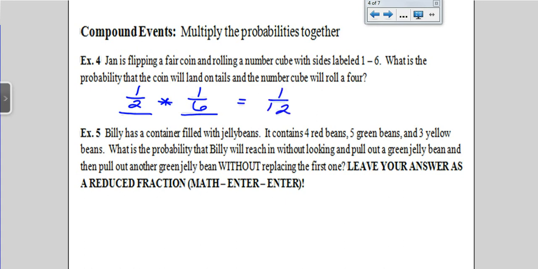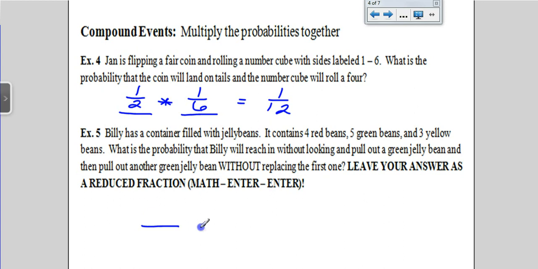Okay, back to Billy and his jelly beans. This time, he's got those same 12 jelly beans. He's going to reach out without looking, grab a green jelly bean, and then he's going to go grab another green jelly bean without replacing the first one. This is a dependent set of events.